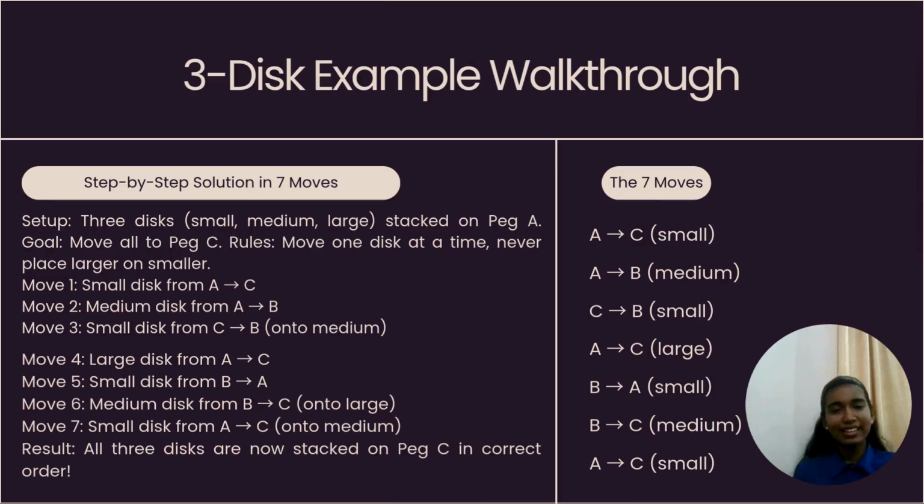Now let's look at a simple example using 3 disks. Initially, all the disks are stacked on peg A, and the goal is to move them to peg C. The solution requires 7 moves.